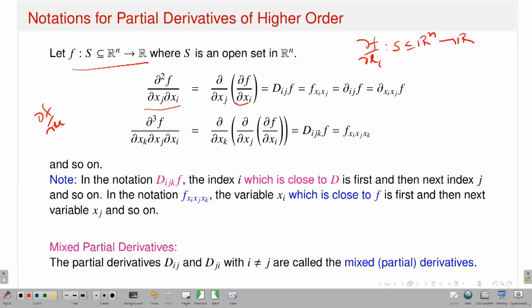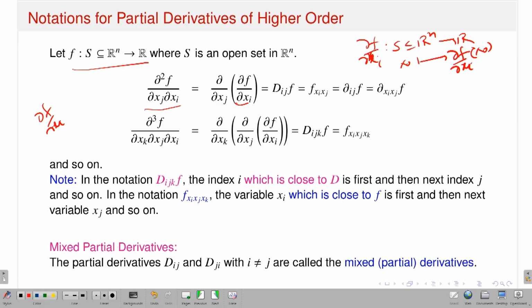So, if f is a function from a set S, a subset of Rn, to R, and suppose ∂f/∂xi exists, then this is also a function from S, a subset of Rn, to R. What is that map? It is nothing but x naught goes to ∂f/∂xi at the point x naught. Given a function f from Rn to R, each partial derivative I can think of again as a map from S to R.